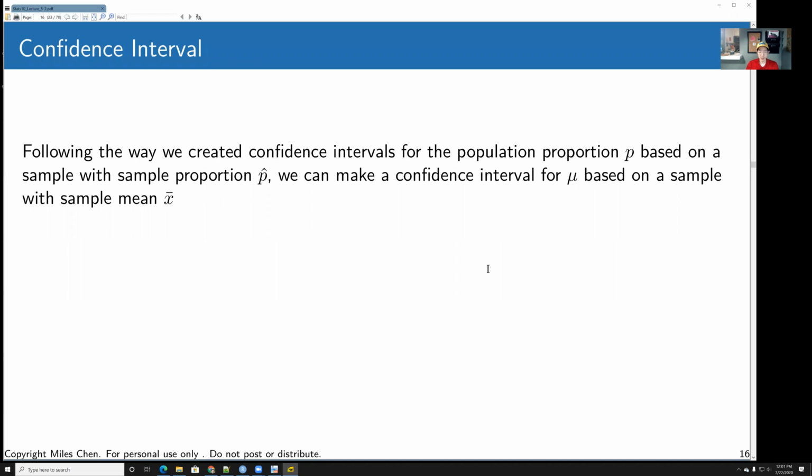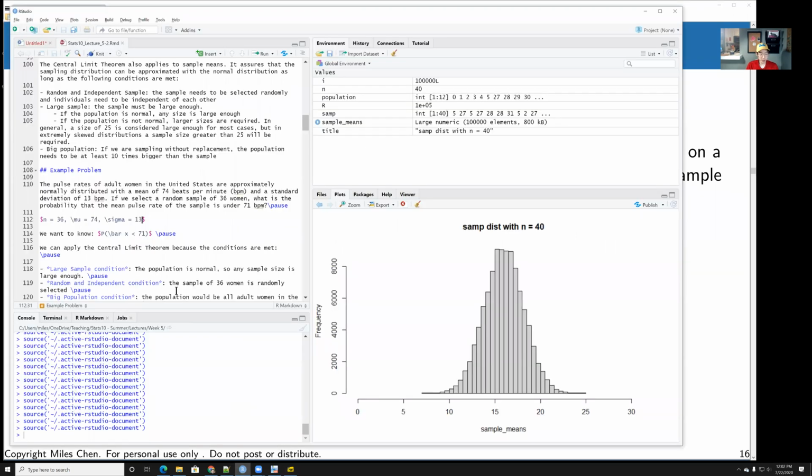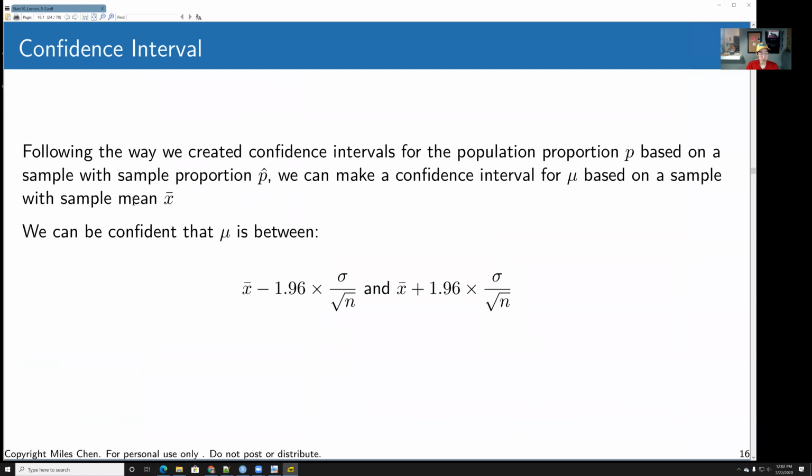Okay. So basically, we can be confident that mu is between x bar, which is what we observed, plus or minus basically 1.96 standard errors. My standard error this time is sigma divided by the square root of n. So I've got x bar minus 1.96 standard errors. I should write we can be 95% confident. So we can be 95% confident that mu is between this and this, okay?